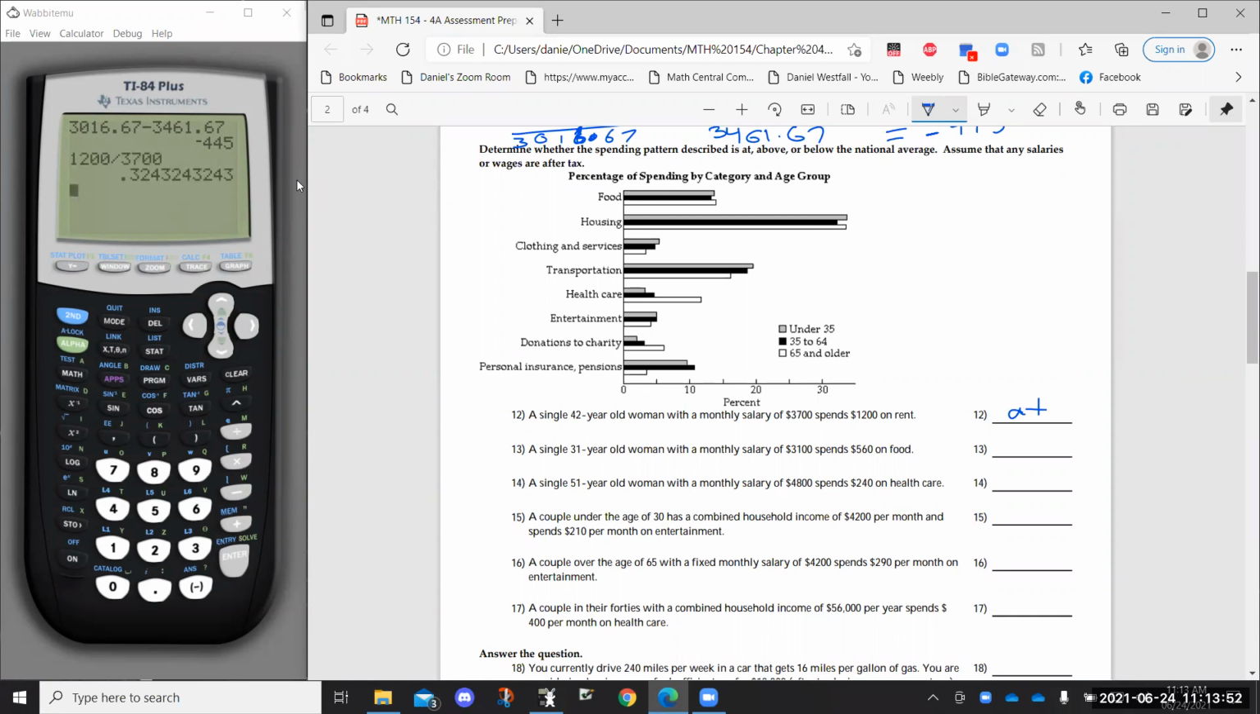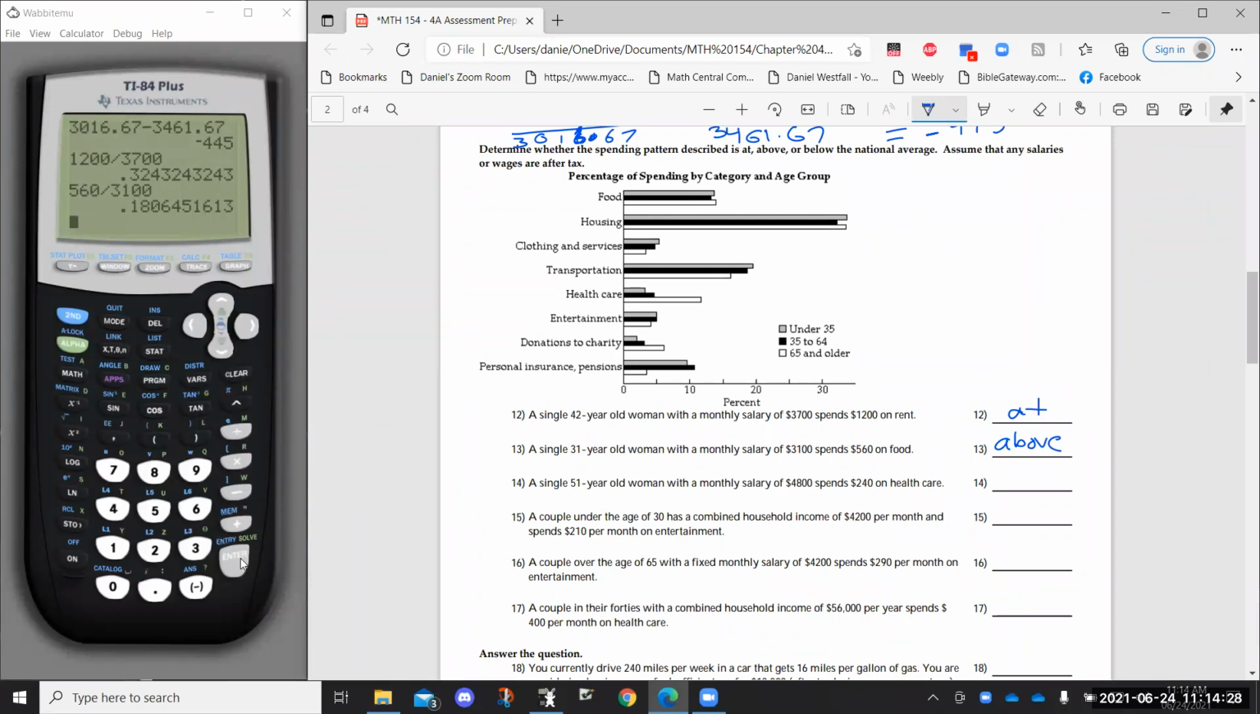31-year-old person going to be in this light gray area. 560 divided by 3,100 is going to be 18%. Let's look at food. Food is right here. So there's 15% right there. So this is above average. 18% is above 15%.